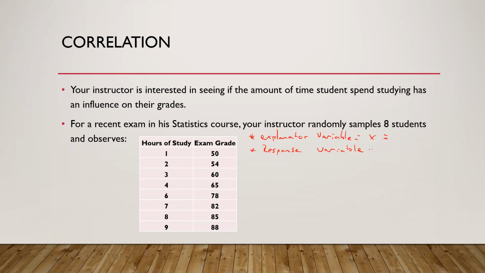So which is going to be my explanatory variable here? The hours of study. I agree. Yeah, I think the hours of study explain the exam scores that people get. All right, so here's what I want to do. I want to create the scatter plot.